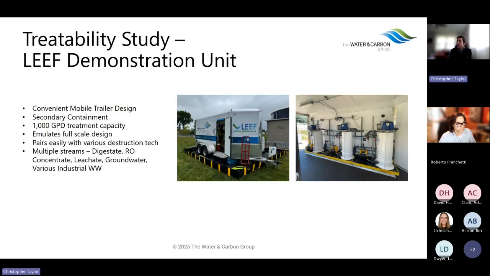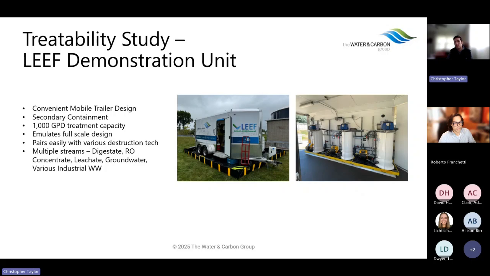Now, I want to give a little bit of context on what your first step might be in a project. So what we have out there is our treatability study trailer. It's our LEAF demonstration 1K unit. We have 2 of these circulating around the US now, and it does 1,000 gallons per day. And it's really simple. We roll it up on site.